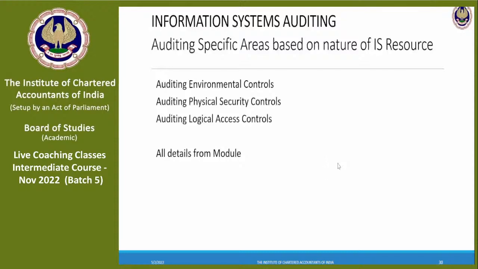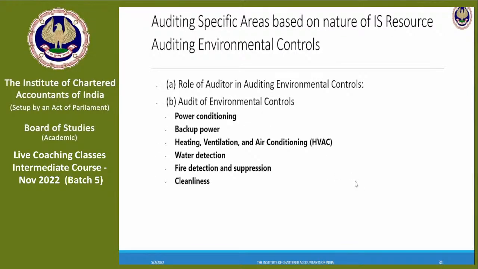So here we were, a fast recap: role of auditor in auditing environmental controls. So you look for power conditioning, power backup, heating, ventilation, air conditioning, water detection, fire detection, suppression, and cleanliness, whether they are there.